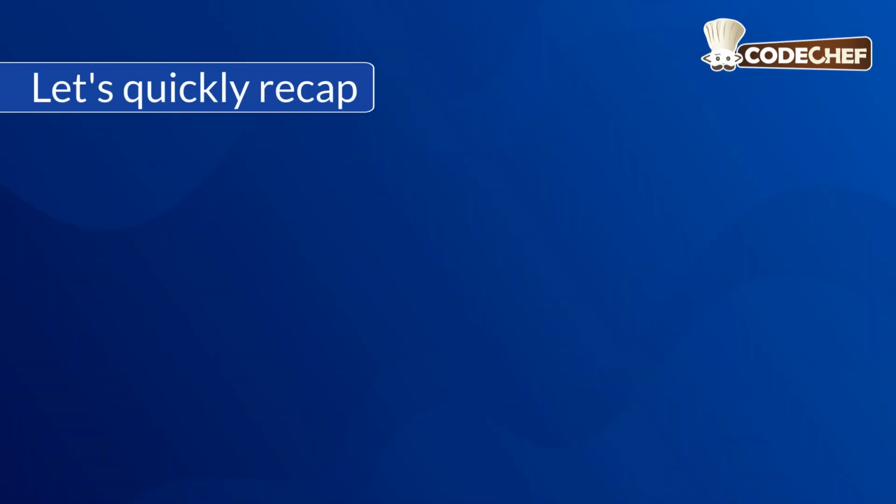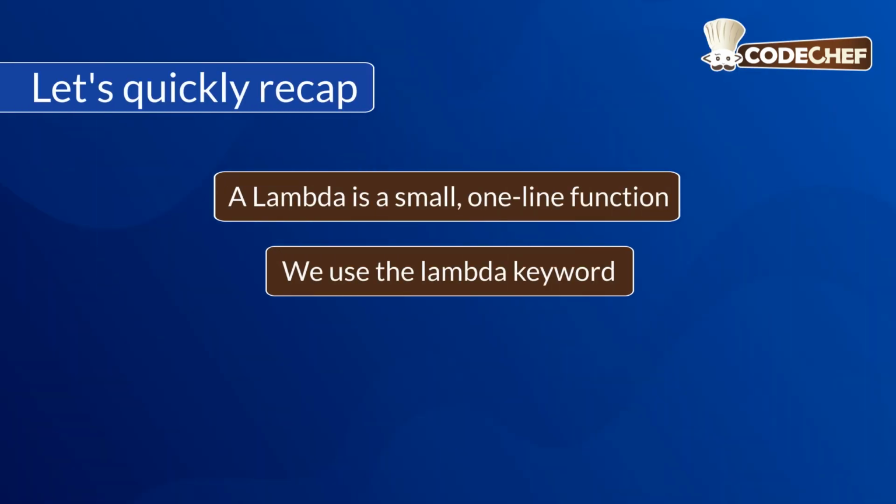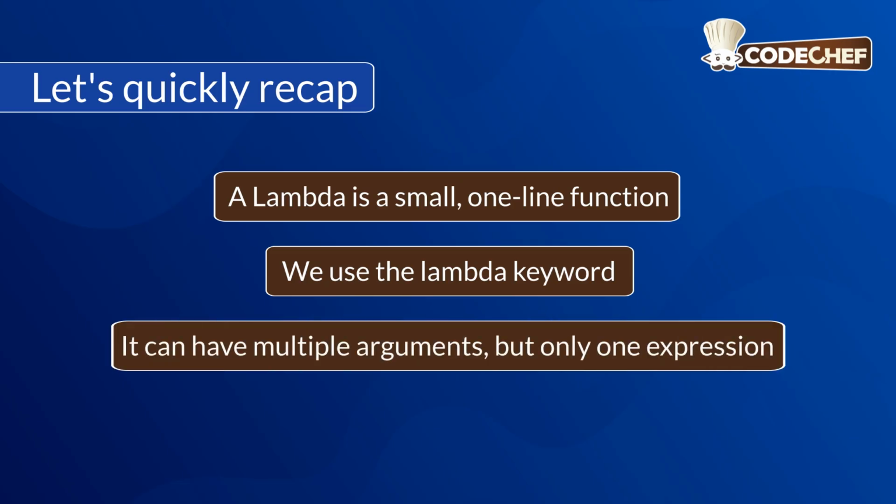Let's quickly recap. A Lambda is a small, one-line function. We use the Lambda keyword. It can have multiple arguments, but only one expression. Lambdas are perfect when you need a quick, simple function.